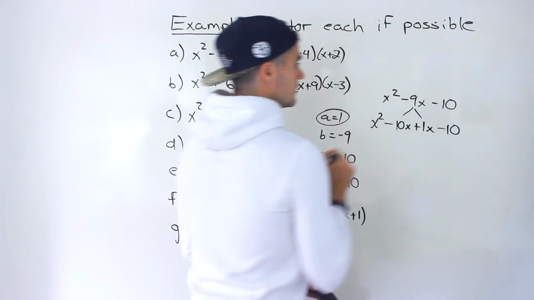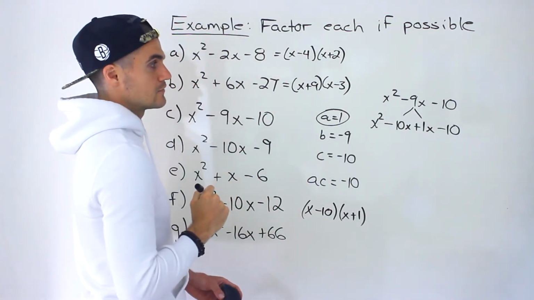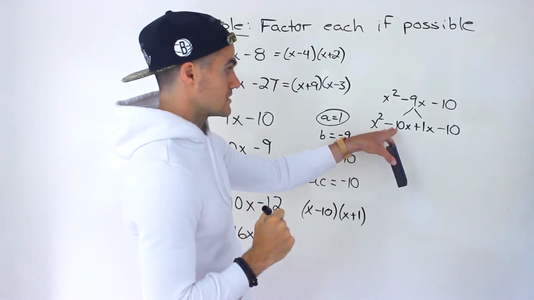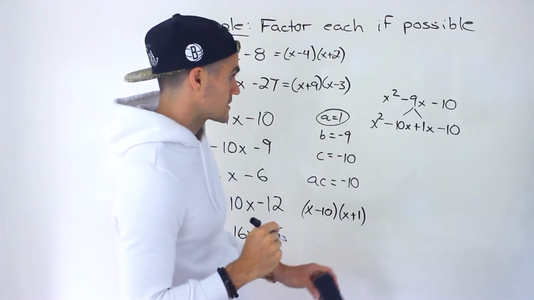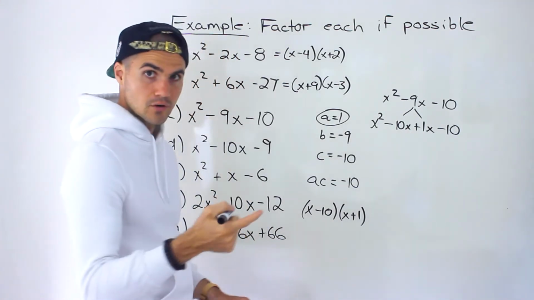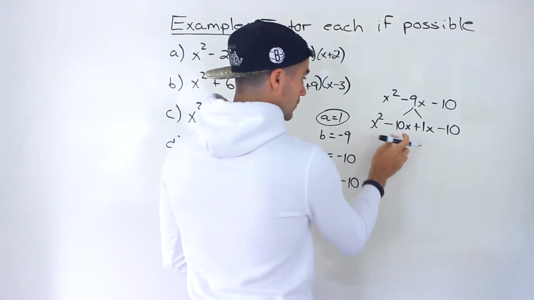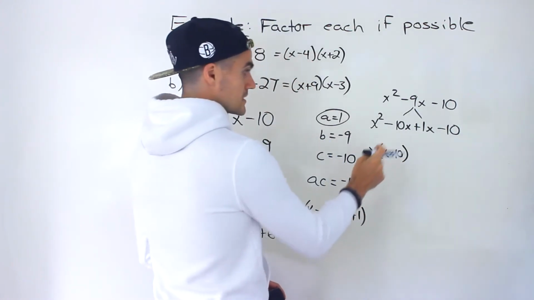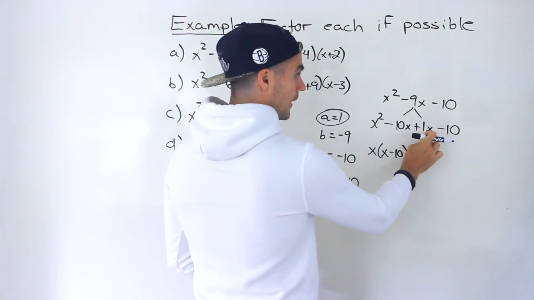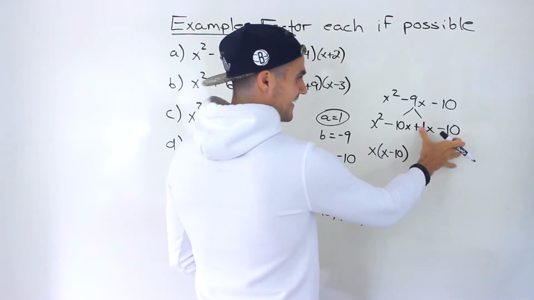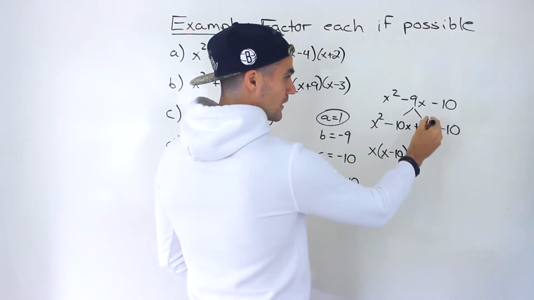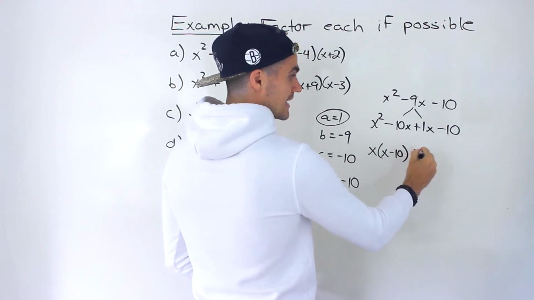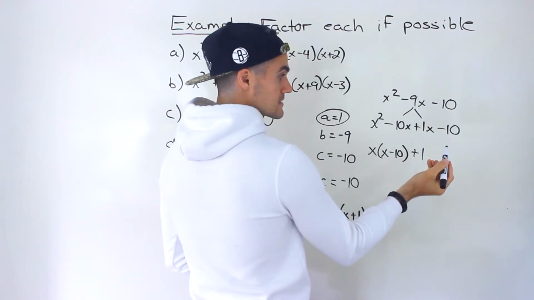Right, we took that -9x, decomposed it to -10x plus 1x, and then we factor by grouping here. From here, we could take out an x. So we'd be left with x minus 10 with these two. And then from here, we got 1x minus 10. Can't take out any numbers here. So whenever you have something like this, you just take out that +1 that's in front.